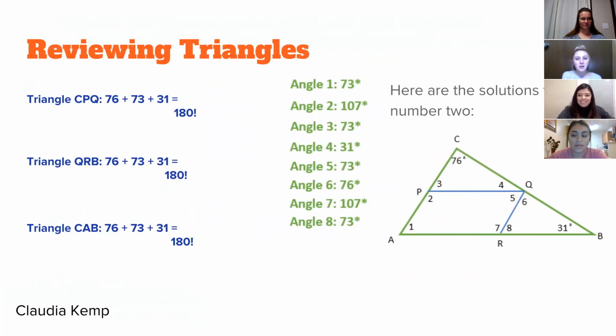You would start with the top triangle, triangle CPQ, and you would take all of the found measurements for that triangle, and you would get 76 plus 73 and 31, which equals 180. And then the bottom right triangle, triangle QRB, has the same measurements, and so it's also 180. And then you would take the entire triangle as a whole, which again has the same measurements as 180. Now that you know that those numbers are correct, you can use what you know about relationships of angles to check the rest of the numbers.